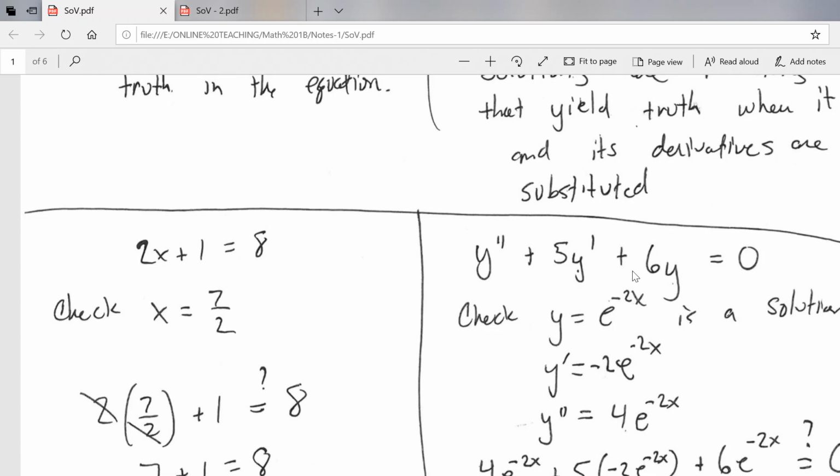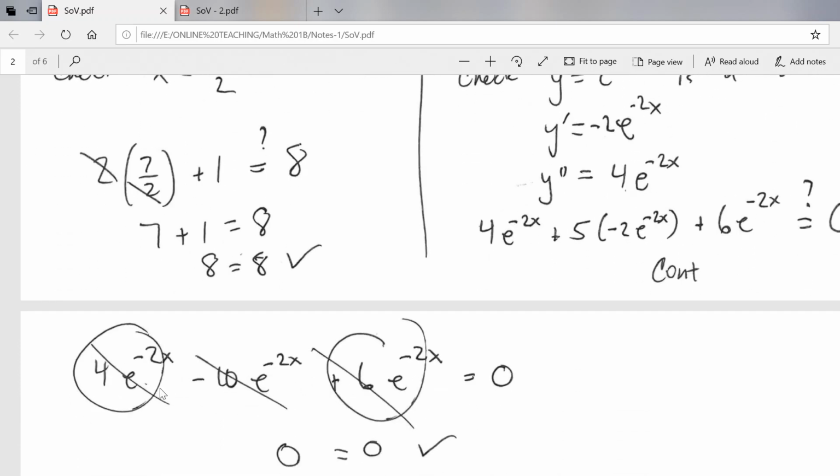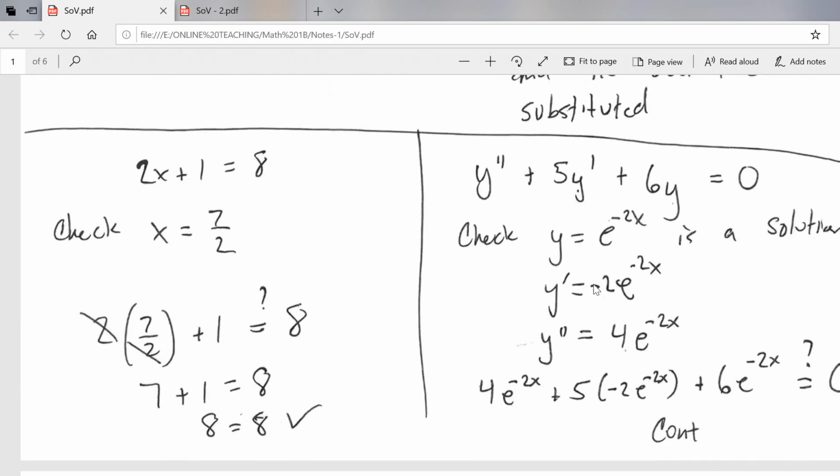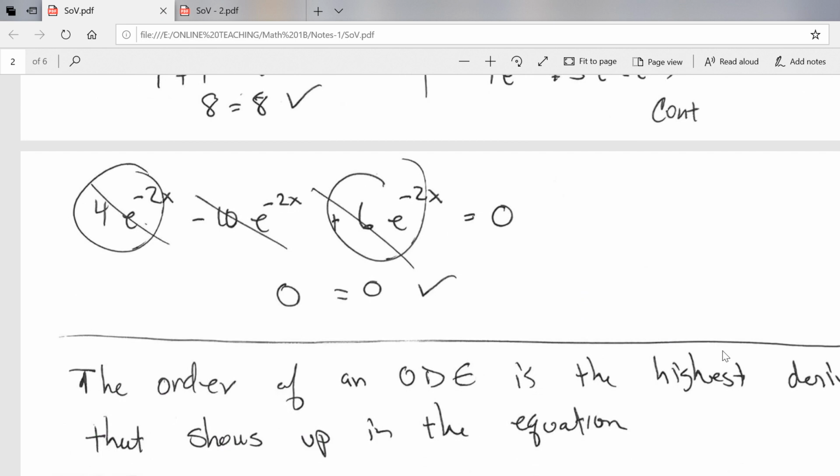And then plus 6y, and I gave you the y as the solution. It's e to the negative 2x. But I'm questioning right now, is that going to work and give me 0? Well, on the next page, you get 4 and 6 make 10 minus 10. So you get 0 equals 0. So that shows that this function is a solution to this differential equation, where this number is a solution to this algebraic equation. So solutions to differential equations are functions.